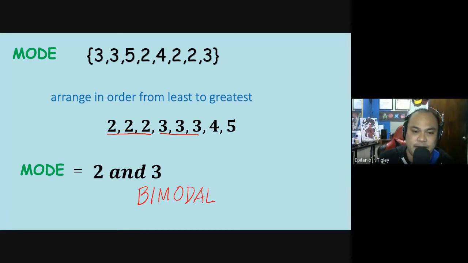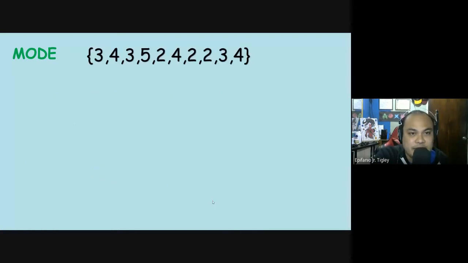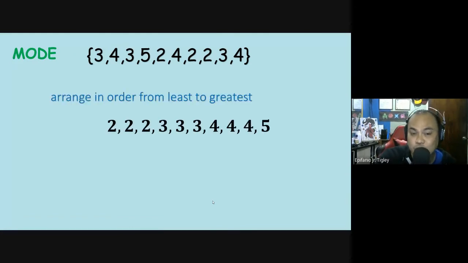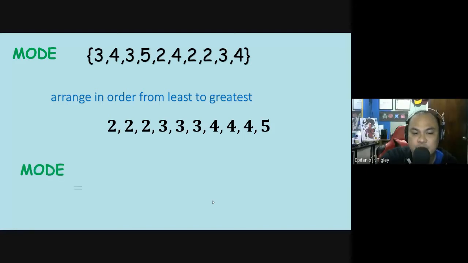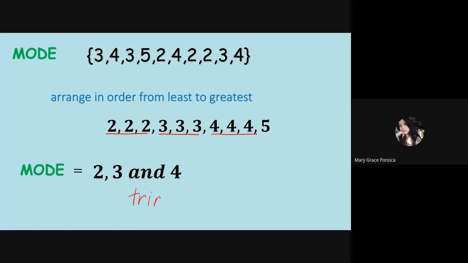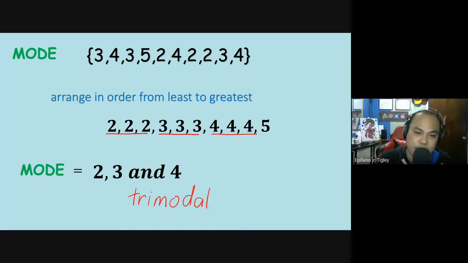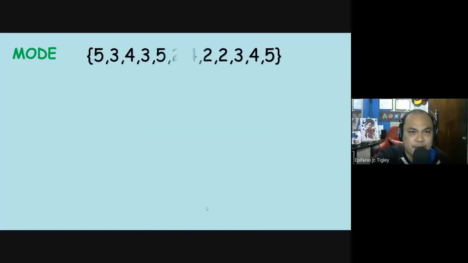Okay. Let's have our next example. This is 3, 4, 3, 5, 2, 4, 2, 2, 3, 4. I'm gonna arrange this again. This is now our arrangement: 2, 2, 2, 3, 3, 3, 4, 4, 4, 5. What is the mode now? 2, 3, and 4. 2 repeated thrice, 3 repeated thrice, 4 repeated thrice. And this is what you call a trimodal.